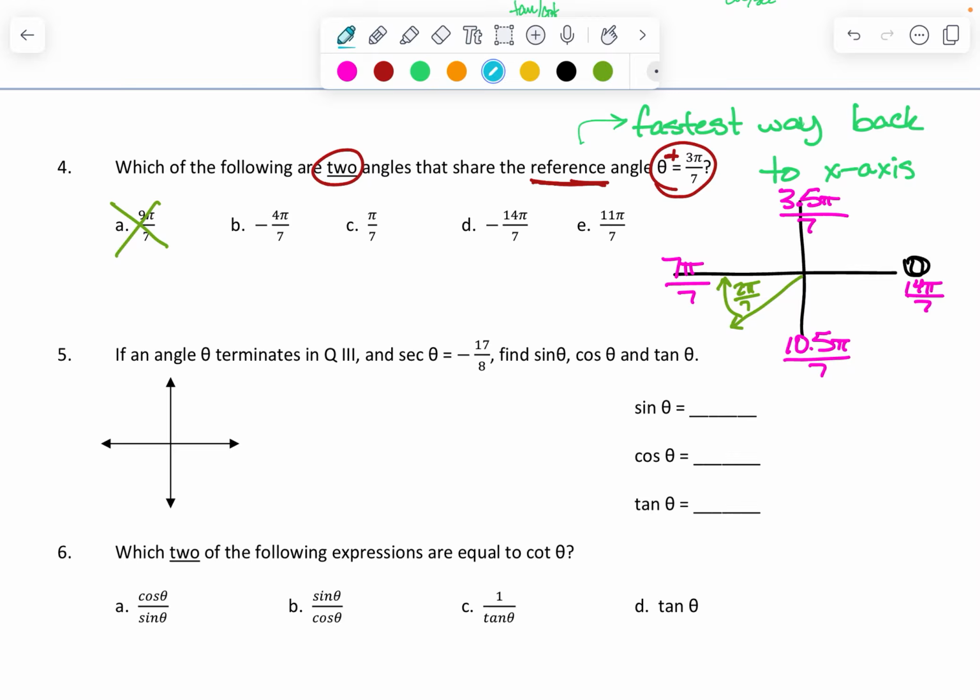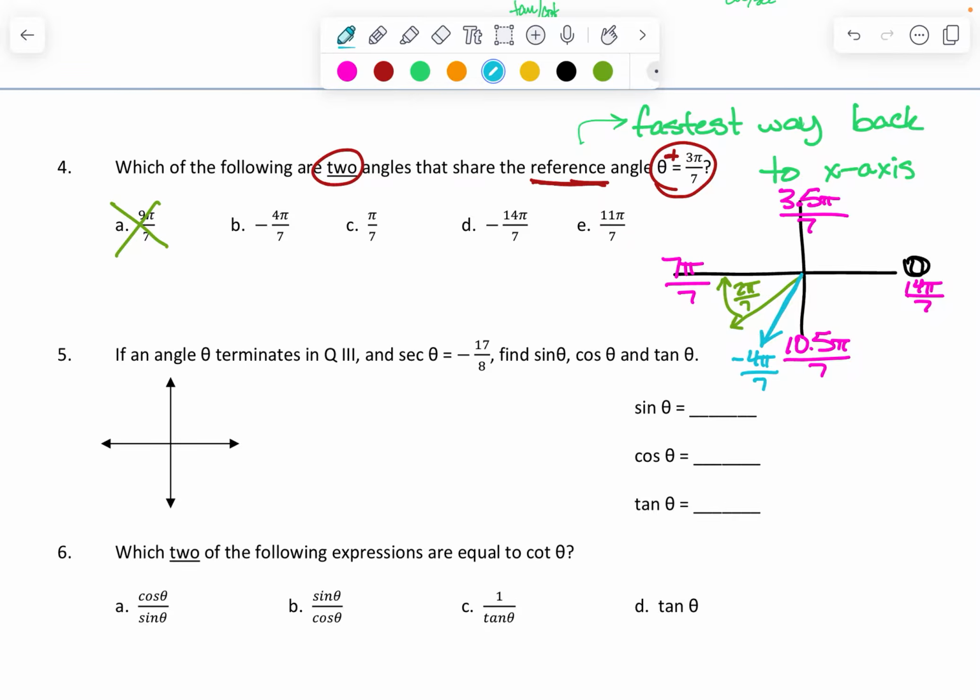Let's look at B, negative 4 pi over 7. All that means is I'm going this way. I'm going 1 pi over 7, 2 pi over 7, 3 pi over 7, I get to 4 pi over 7, and I'm somewhere a little over halfway. I'm right here for negative 4 pi over 7.